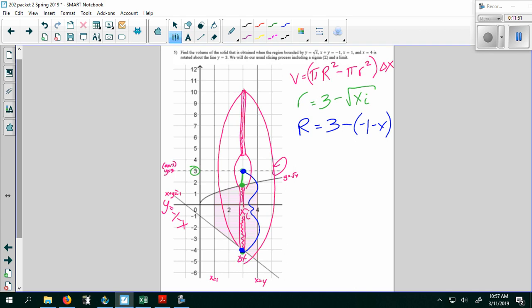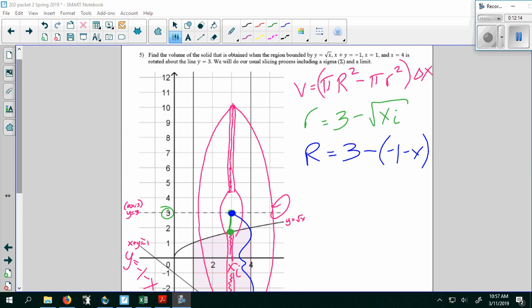Just the top y value minus the lower y value. That's how you find the vertical distance between 2 points: larger y minus the smaller y. Any questions on what we've done so far? Okay.